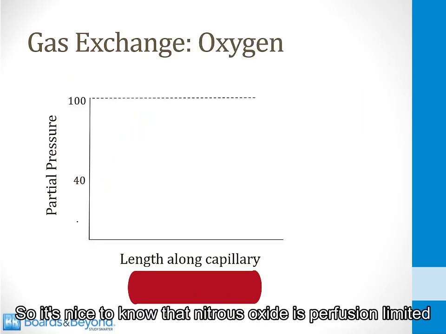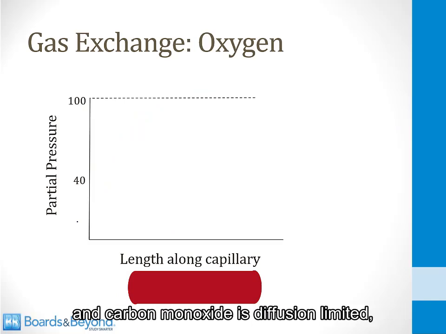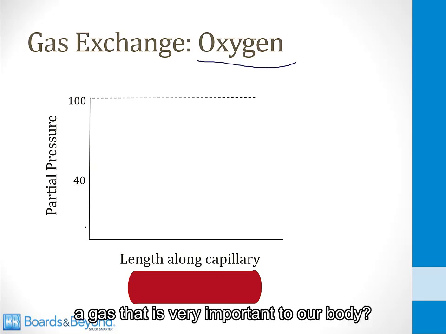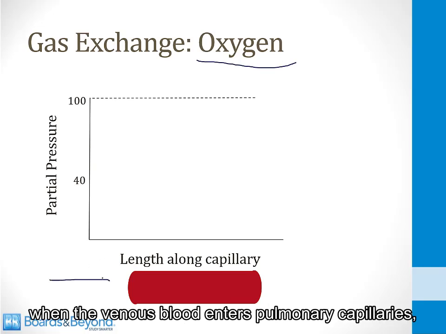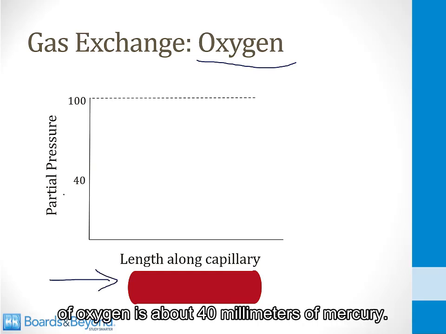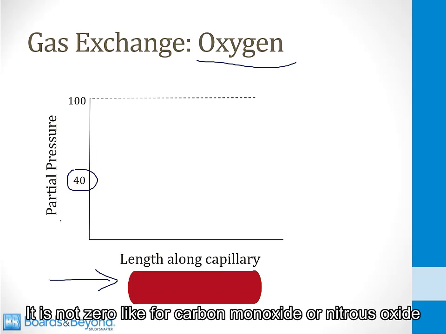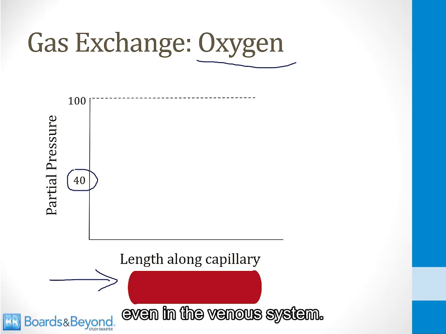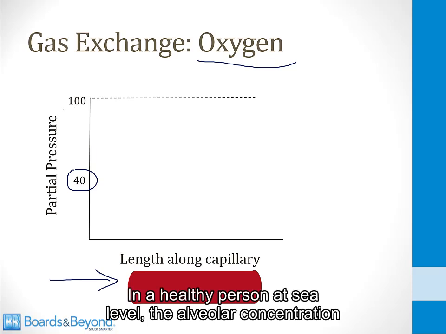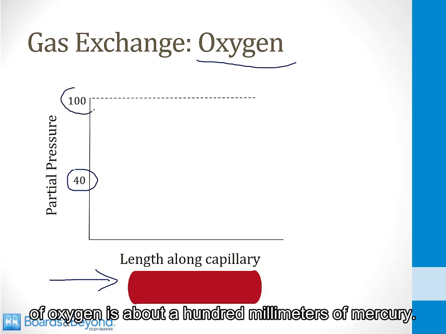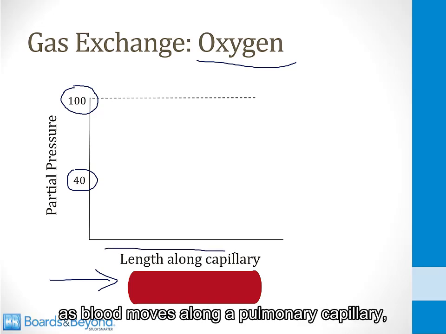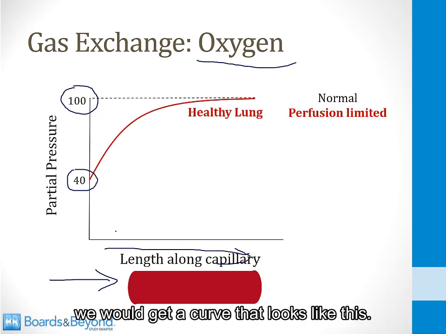So it's nice to know that nitrous oxide is perfusion limited and carbon monoxide is diffusion limited, but what about oxygen, a gas that is very important to our body? Well, first of all, when the venous blood enters pulmonary capillaries, the concentration of oxygen is about 40 millimeters of mercury. It is not zero like for carbon monoxide or nitrous oxide because we always have some oxygen in our blood, even in the venous system. In a healthy person at sea level, the alveolar concentration of oxygen is about 100 millimeters of mercury. And if we were to look at how oxygen content changes as blood moves along a pulmonary capillary, we would get a curve that looks like this.